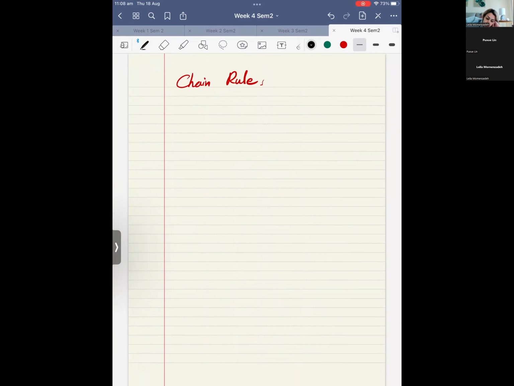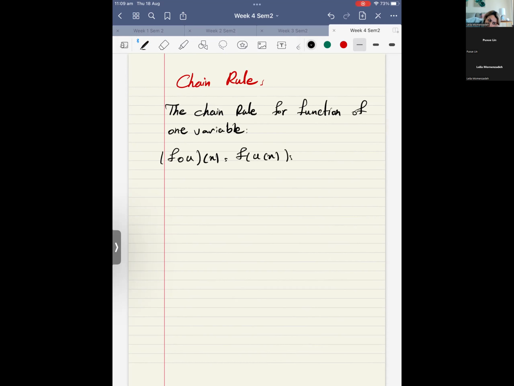The chain rule for a function of one variable, you had before: you write f(u(x)) is equal to f(u), and you can write df over dx is equal to df over du times du over dx.